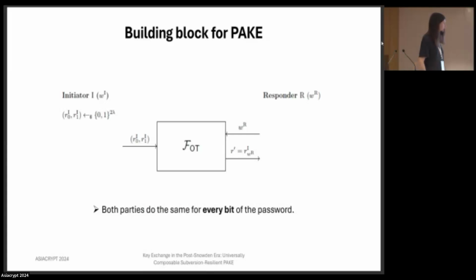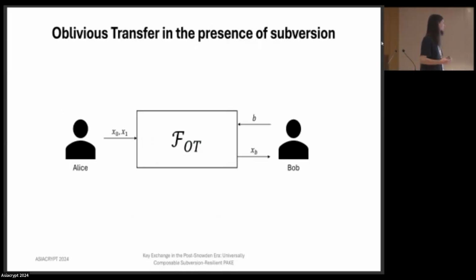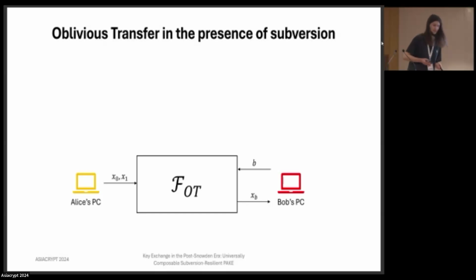And even in this very simple building block, there is already some issue while moving to the subversion setting. And you can very well expect that the issue is in OT. The reason behind that is due to the actual definition of OT, right? Because OT, again, from a semantic standpoint, is a functionality that allows a party to receive one of the inputs of the other party unchanged.